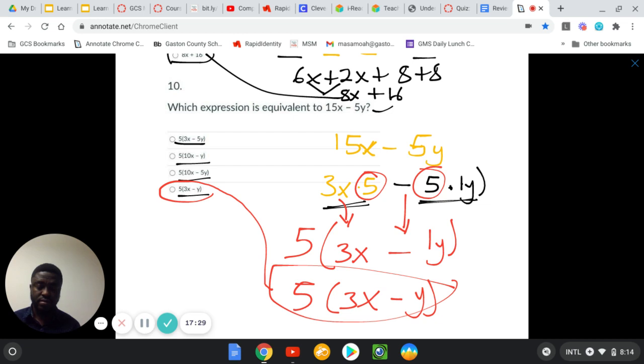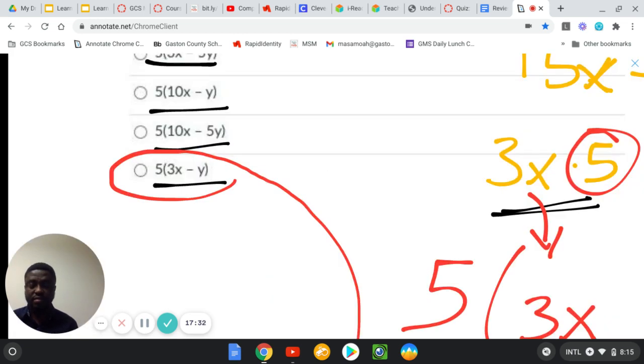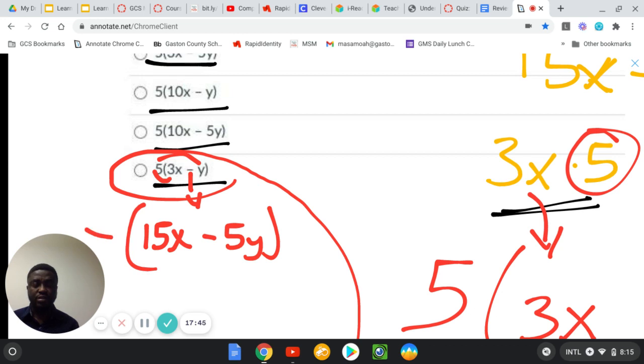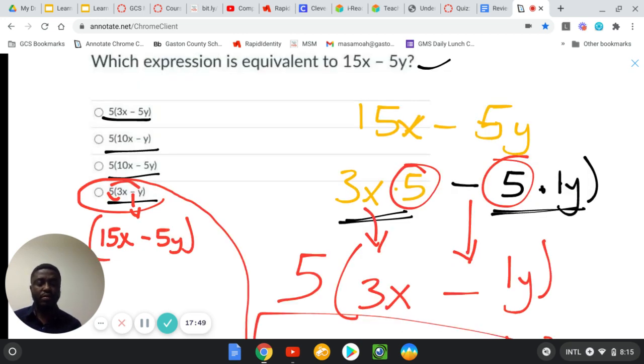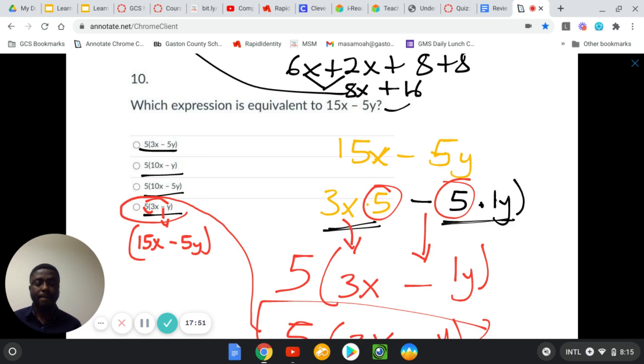D. So like D, if you had expanded this time, it will give you 15x. Then this time that will give me 5y. Then I'll bring my operation sign, which is minus, which is equivalent to our work here. So I would have chosen that.